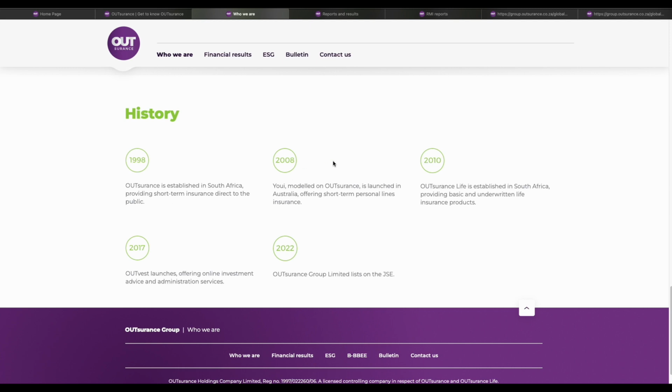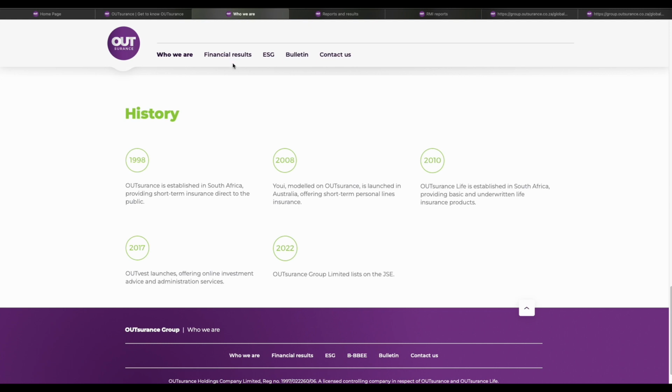And then in 2008, they started to model U based on that, and then they started to operate that business in Australia. They also established OUTsurance Life in 2010, and in 2017 they came out with OUTvest. Then in 2022, following the RMI's board decision, OUTsurance Group was listed on the JSE.